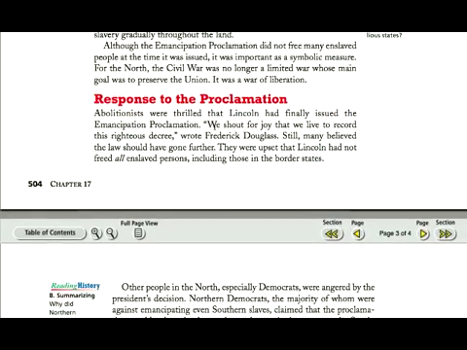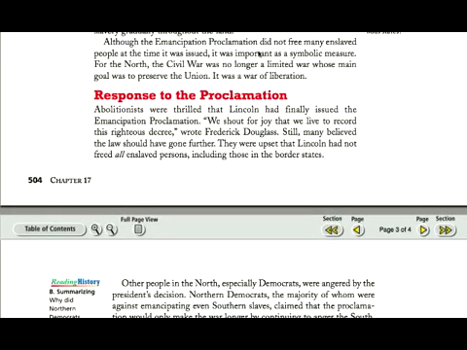Although the Emancipation Proclamation did not free many enslaved people at the time it was issued, it was important as a symbolic measure. For the North, the Civil War was no longer a limited war whose main goal was to preserve the Union. It was a war of liberation.